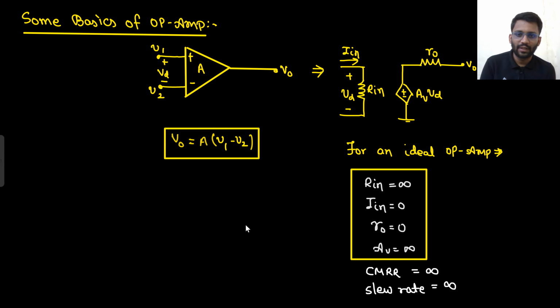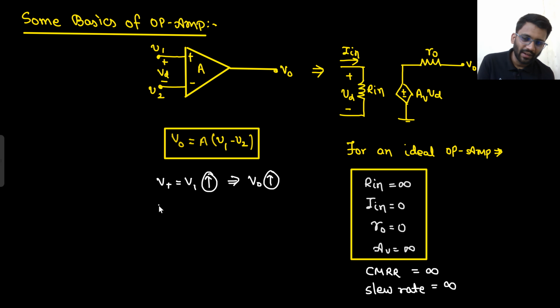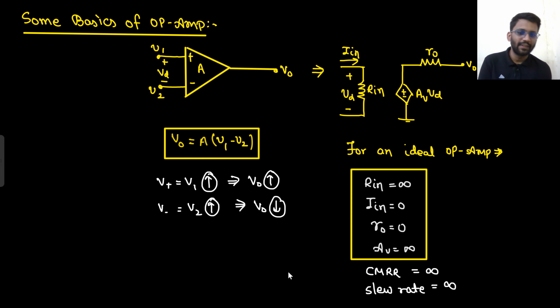So what else I told you? If V positive increases, V positive is V1. If V positive increases, then what will happen? Your V out will increase, right? And if your V negative, that is V2, increases, then your output would decrease. Well and good, very easy thing.